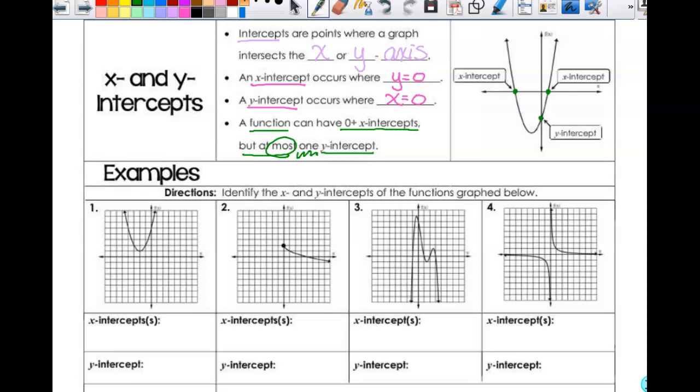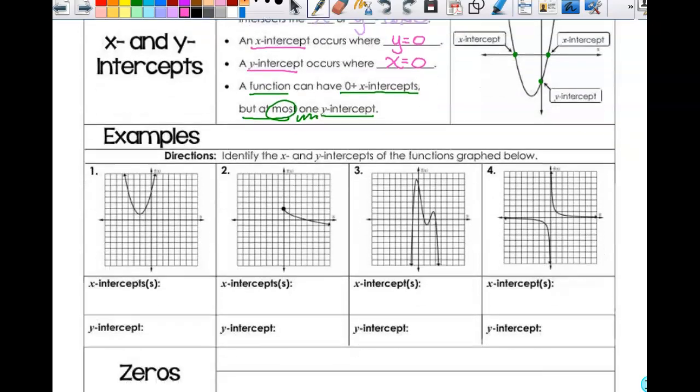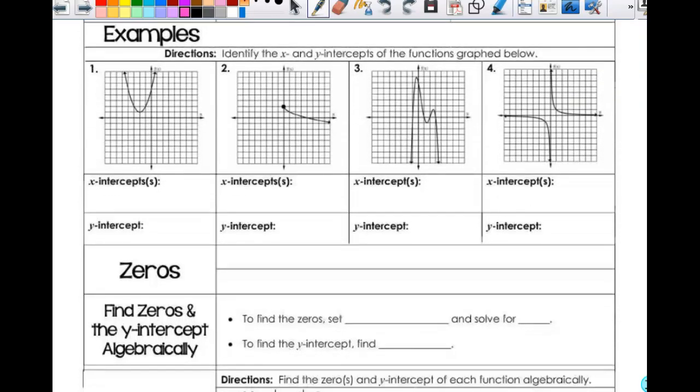Let's look at these examples here. Here's the important thing, and because this isn't brand new, you know what X and Y intercepts are for a very long time. We have to make sure that we can express our answers in the right way. So intercepts in general, intercepts are always ordered pairs.